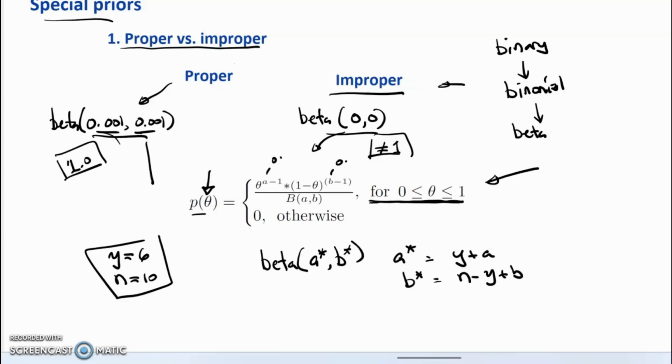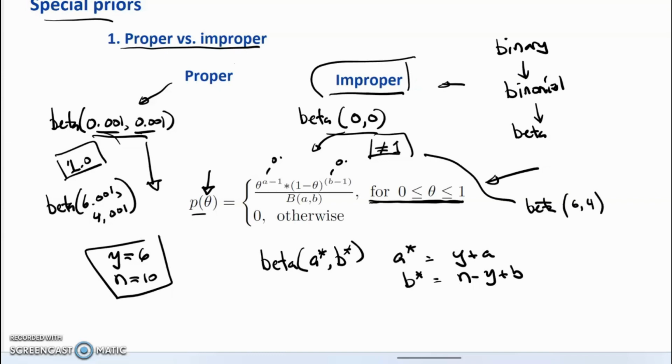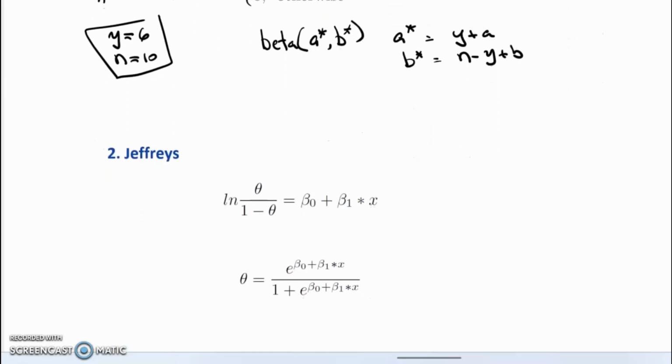So with a proper prior, we do the substitutions, and the posterior is going to be a beta 6.001, 4.001, whereas the improper is going to be essentially the same. It's going to be a beta 6, 4. So notwithstanding their impropriety, improper priors can be used.